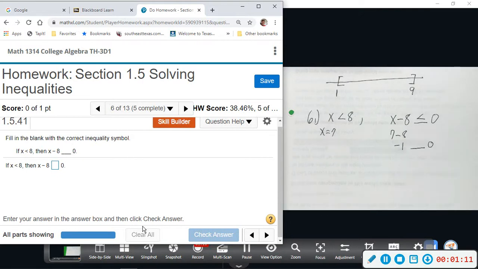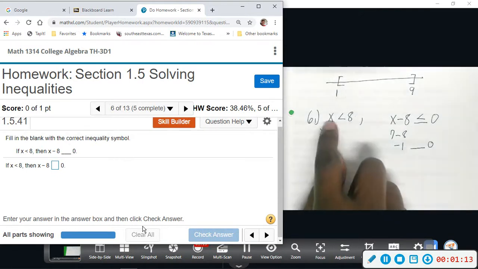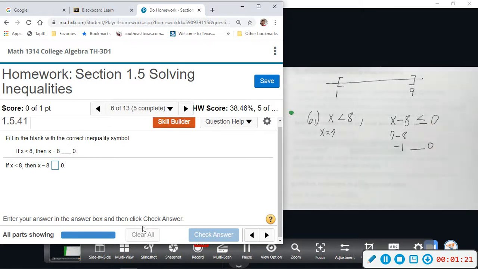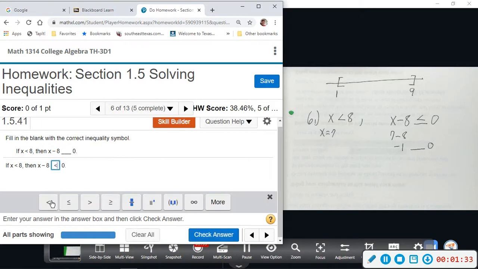Okay, so that's the symbol that we need. You're given something that is true. You pick a number, apply it so you can see what's happening, and that will allow you to fill in this blank. Any number that you pick less than 8 will give you this result. If you pick 5, you're still going to get a negative number no matter what you pick. So we want less than.